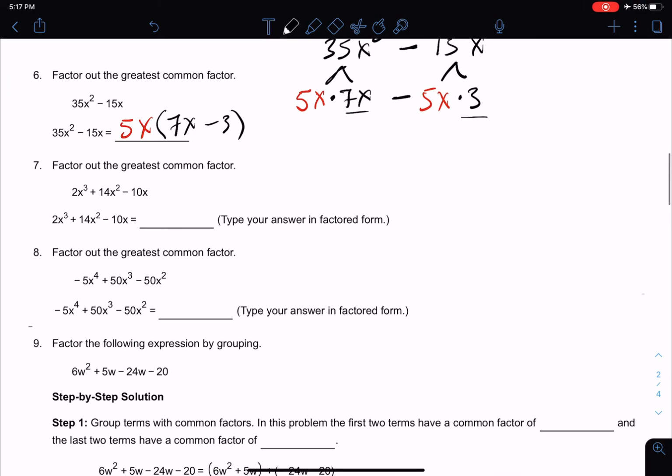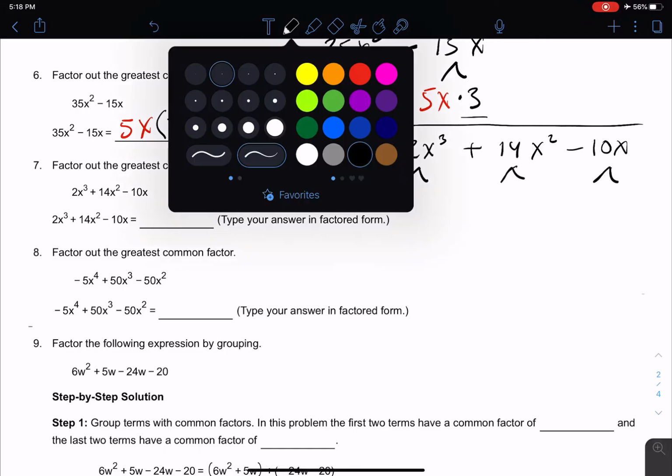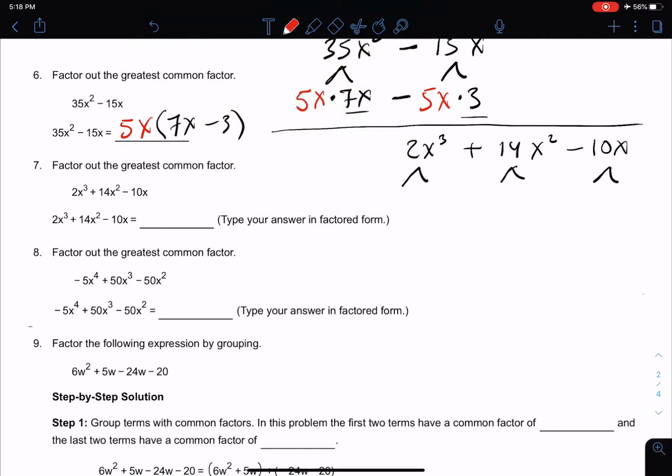Let's take a look at another one. Next one here is going to be 2x cubed plus 14x squared minus 10x. Looking for our greatest common numerical factor. I'm thinking it's 2. How about a variable? I got x cubed, x squared, and x. So x is the largest amount that I could take out of any one of those terms.